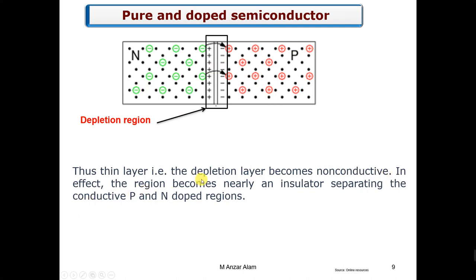In effect, the region becomes nearly an insulator, separating the conductive p and n doped regions. This was previously conductive because the electrons were moving. This was previously conductive because the holes were moving. So now, after the creation of this depletion region, it will become an insulator. This is a good property. Please try to understand it very clearly.